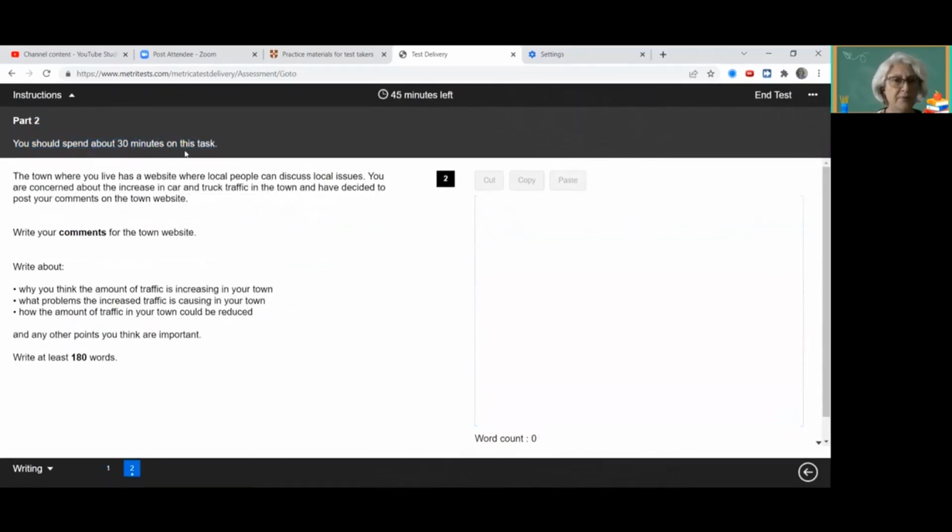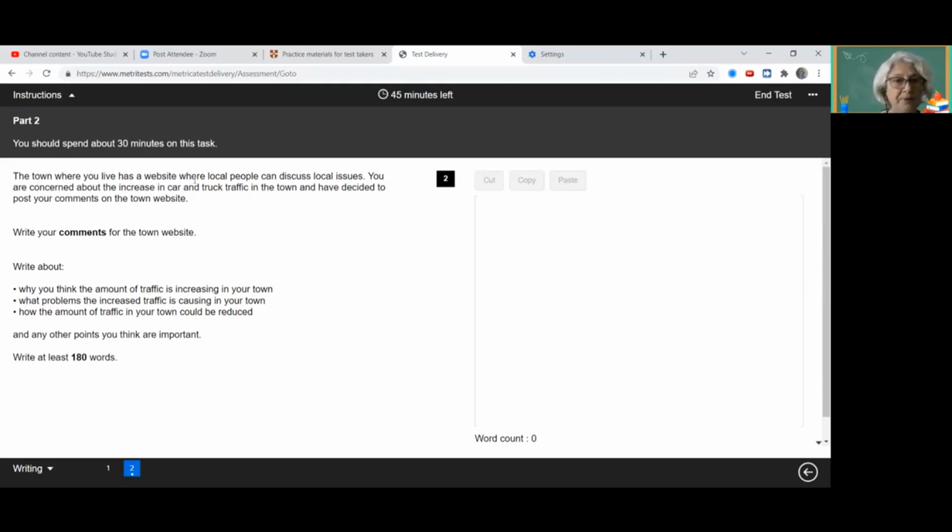Here, you should spend about 30 minutes on this task. The town where you live has a website where local people can discuss local issues. You are concerned about the increase in car and truck traffic in the town and have decided to post your comments on the town website. Write your comments for the town website.